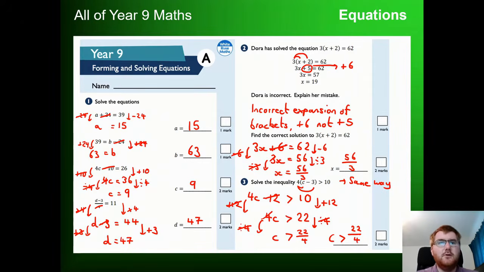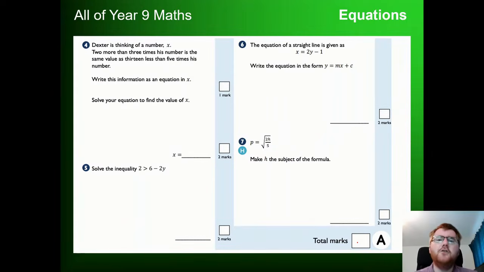So don't let the inequality symbol put you off. The only exception to that is when you're multiplying or dividing on both sides by a negative. We will talk about that. So on to the next question.